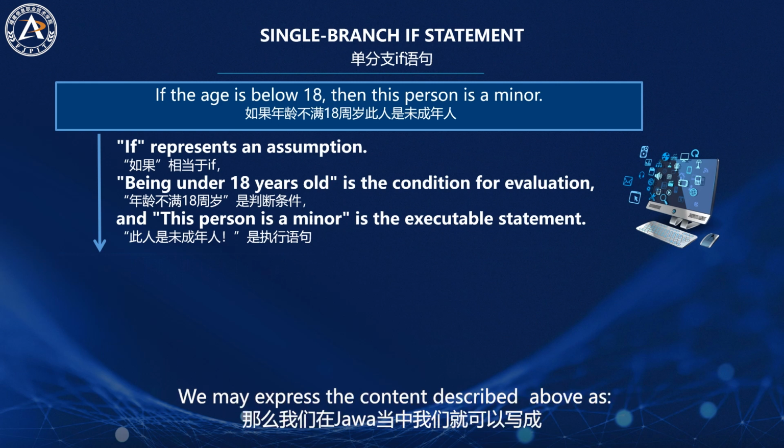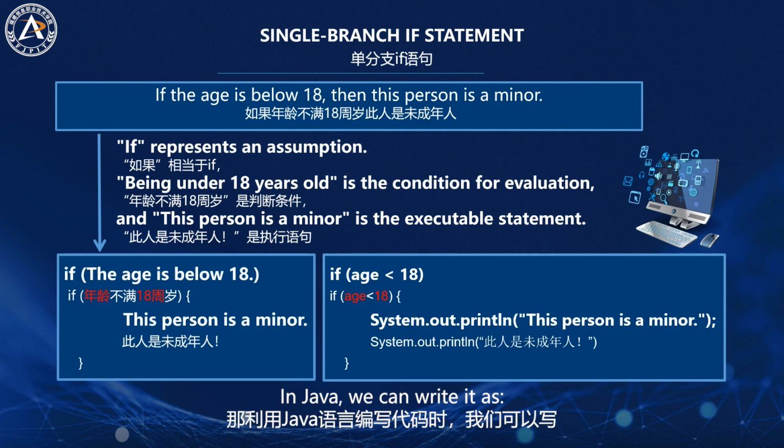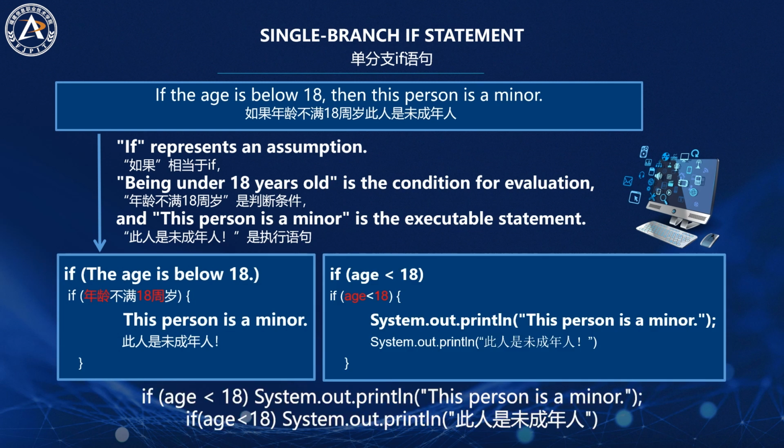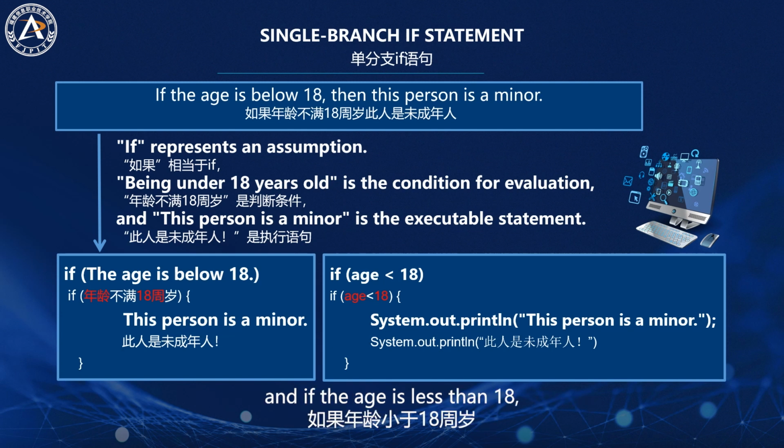We may express the content described above as, if the age is below 18, then this person is a minor. We can write it as, if age is less than 18, System.out.println this person is a minor. The age variable is used to store the age, and if the age is less than 18, it will output, this person is a minor.